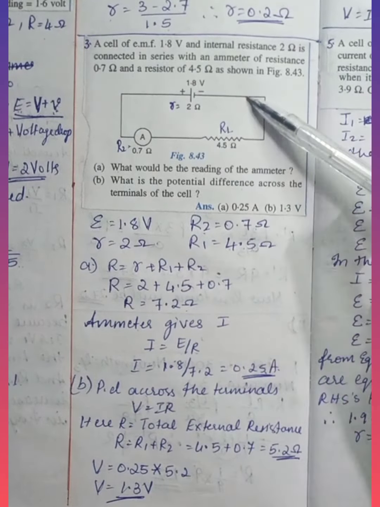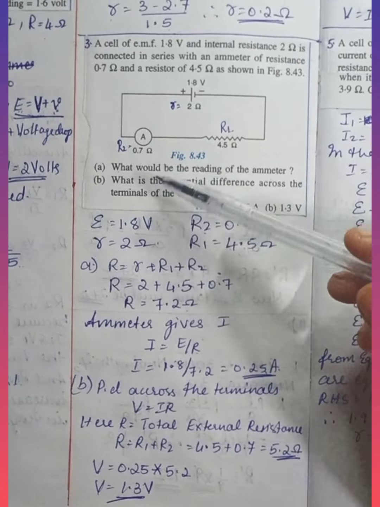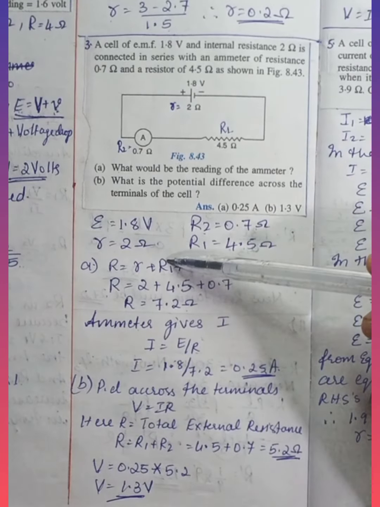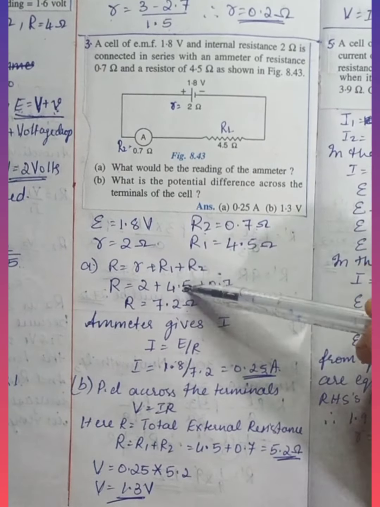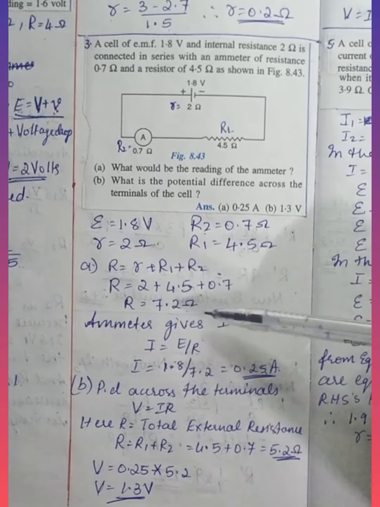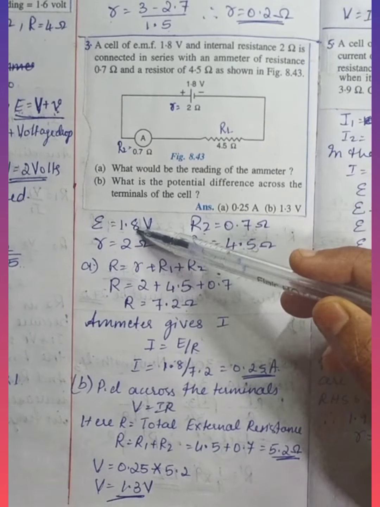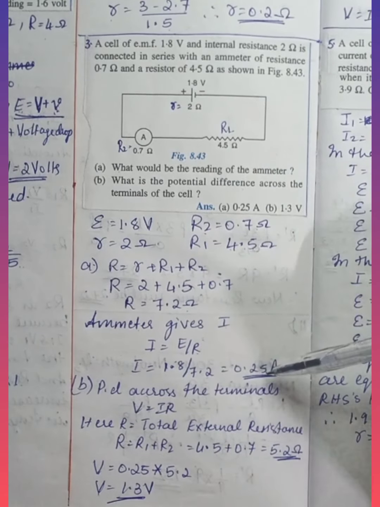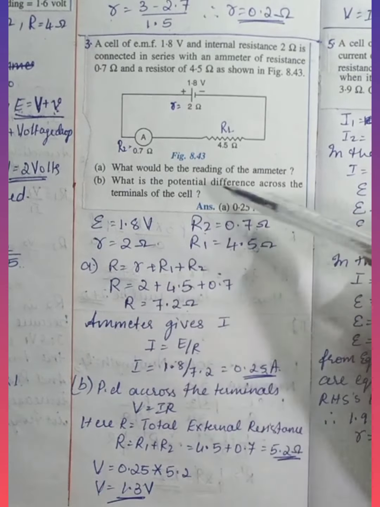Before finding out the current flowing in the circuit, you need to find out the total resistance offered by the circuit. So for that, you need to add all the resistance because all are in series. So internal resistance plus resistance of the external resistance and the resistance of the ammeter. So 2 plus 4.5 plus 0.7 will give you 7.2. This is the total resistance. Now, what is current? Voltage by resistance. So what voltage we have here? We have the EMF value. So it is 1.8 by 7.2, which will give you 0.25 amps, and that is your current reading. This is the first part of the question.